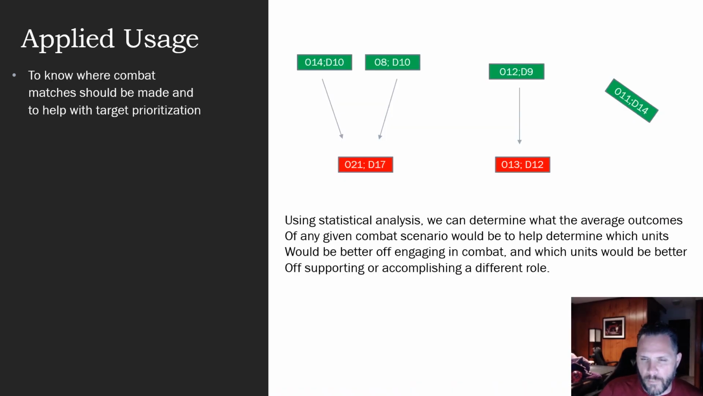To know where combat matches should be made and to help with target prioritization. Here is the last slide in the deck, and again, this is just looking at shapes. You break the shapes down into their offense and their defense, and you can see how things should match up. This helps you make better decisions overall.